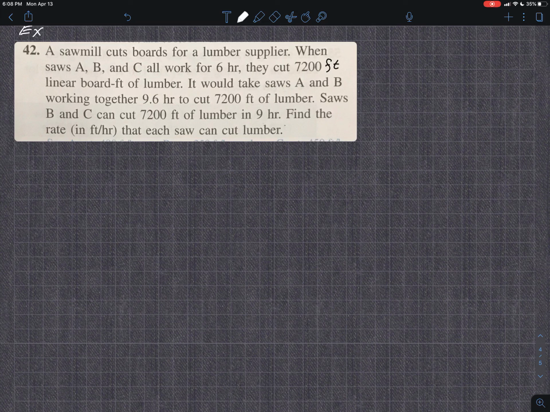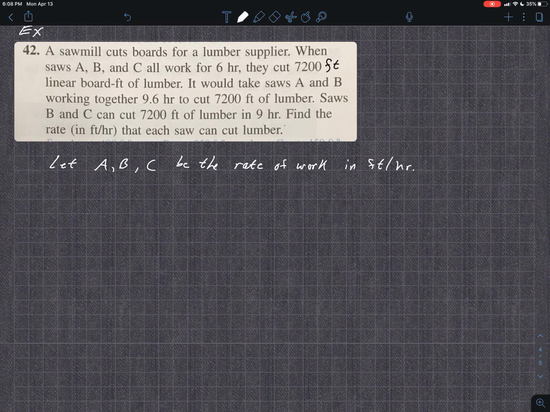All right, so try that one if you haven't already. So let's define your variable. You let A, B, and C be the rate of work for each saw, respectively, in feet per hour.